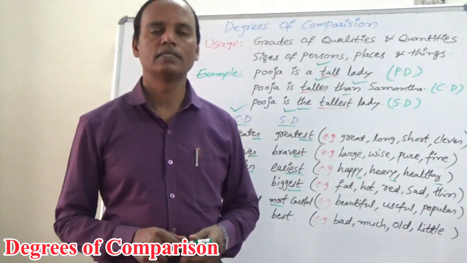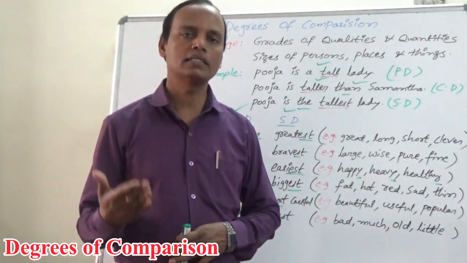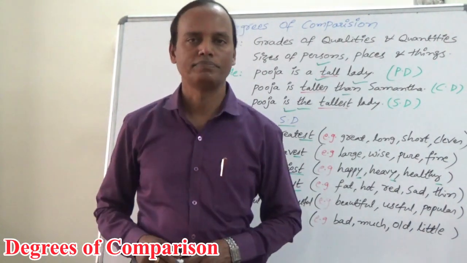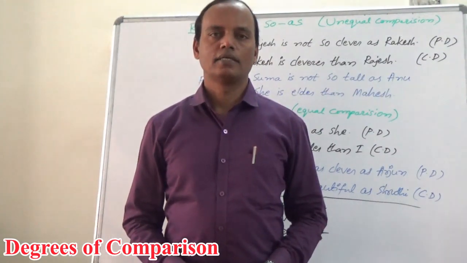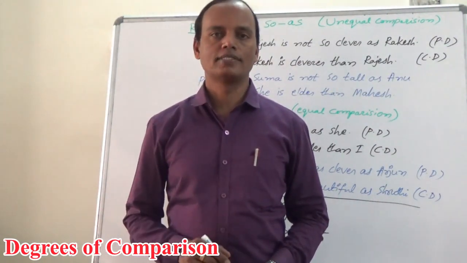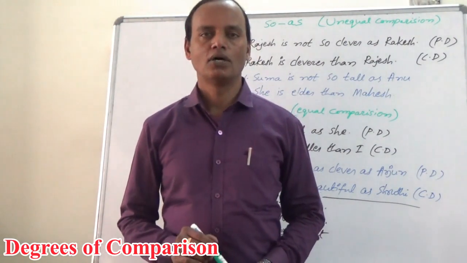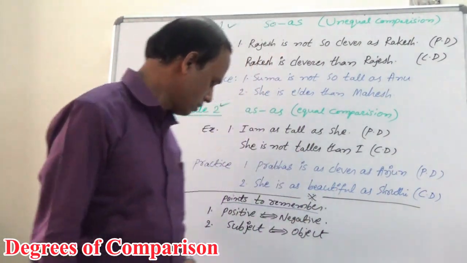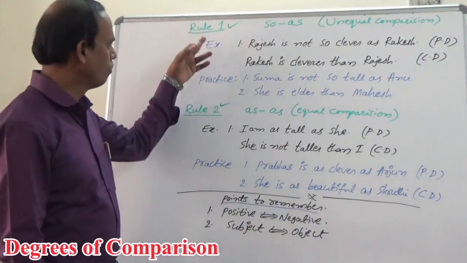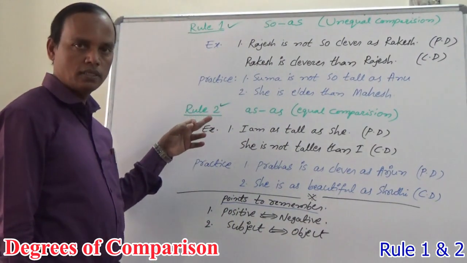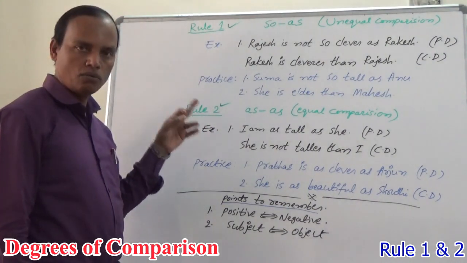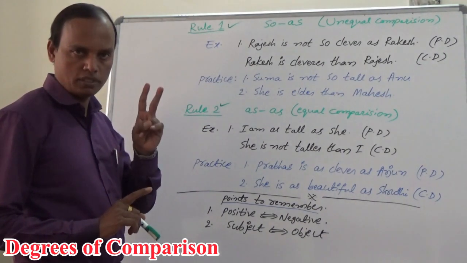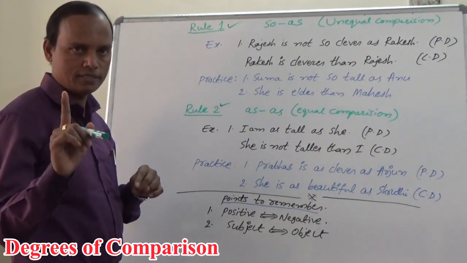Okay, dear students, now let's move to another further study of the degrees of comparison. Alright, now let's learn some rules in degrees of comparison. In total there are 4 rules. I have written 2 rules here, rule 1 and rule 2. In rule 1 and rule 2, the comparison is between 2 persons or 2 places.